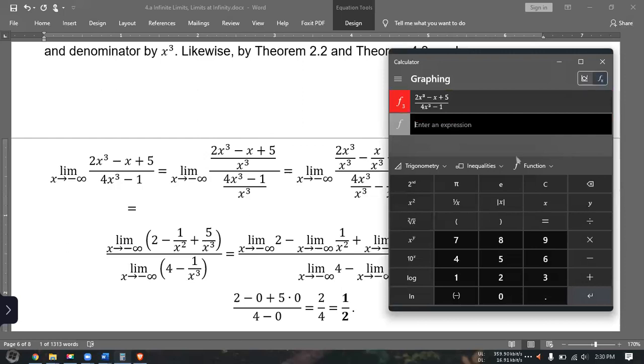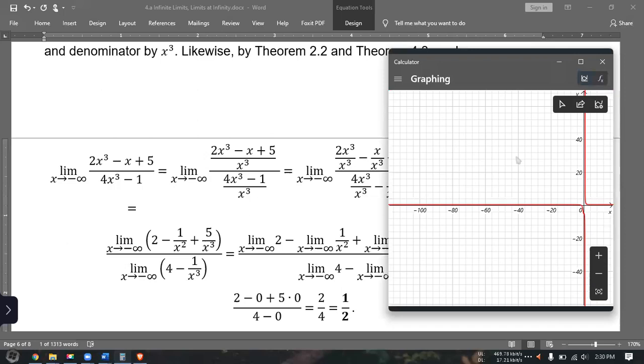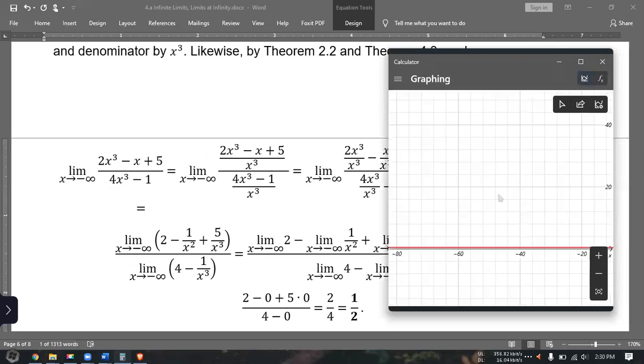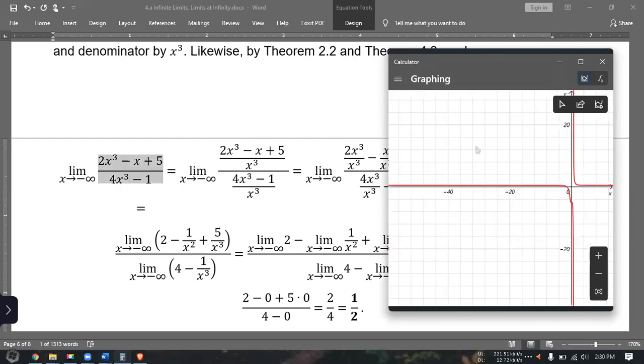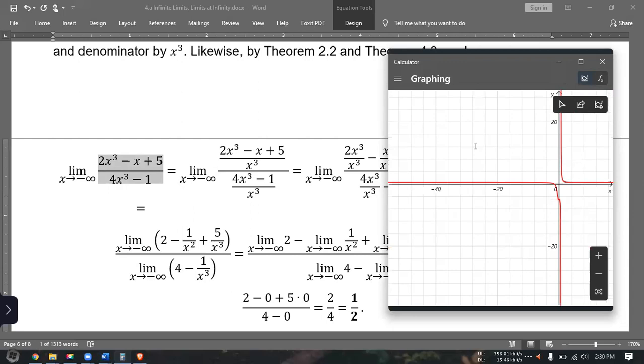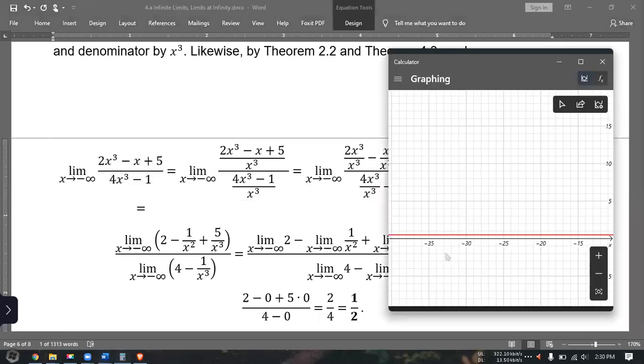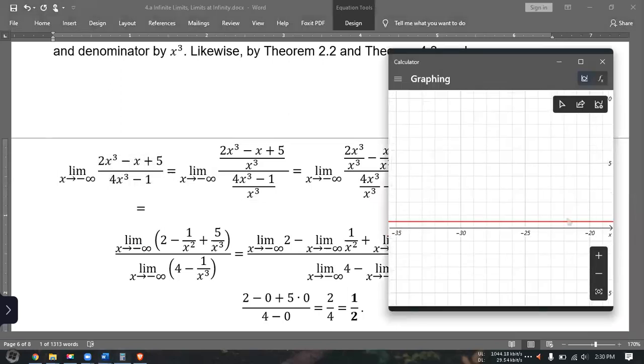The red one. We're trying to approach negative infinity, so x is decreasing without bound. And as x is decreasing without bound, what happens to y? It is approaching 0.5, or 1/2.